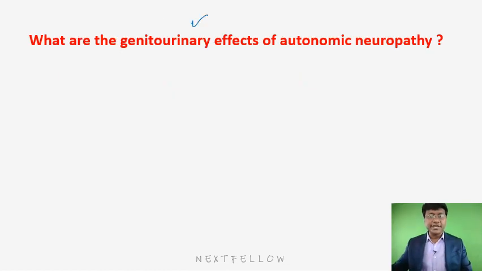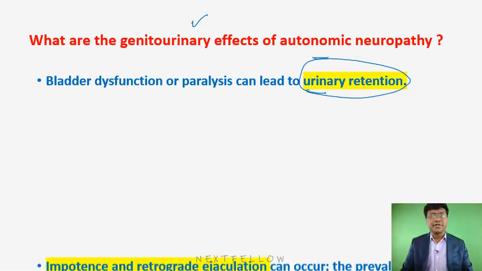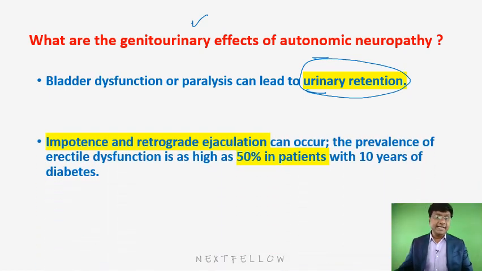Next, what are the genitourinary effects of the autonomic neuropathy? Genitourinary effects include urinary retention. Why is that? That is due to bladder dysfunction or bladder paralysis. And there can also be impotency and retrograde ejaculation. The prevalence of erectile dysfunction is almost 50% in patients with 10 years of diabetes mellitus. So please remember, it's a very, very important point. So genitourinary manifestations will be urinary retention, impotency, retrograde ejaculation, and erectile dysfunction.